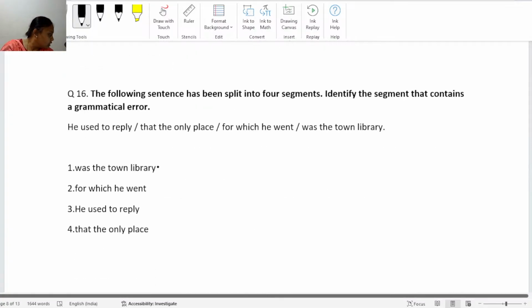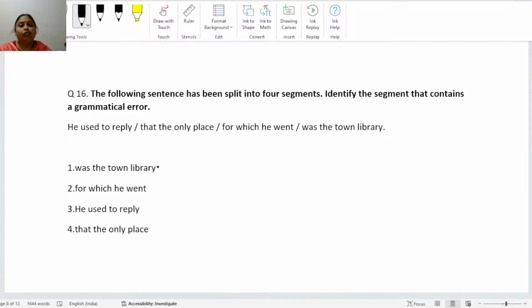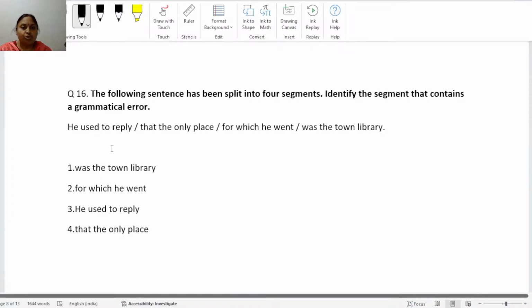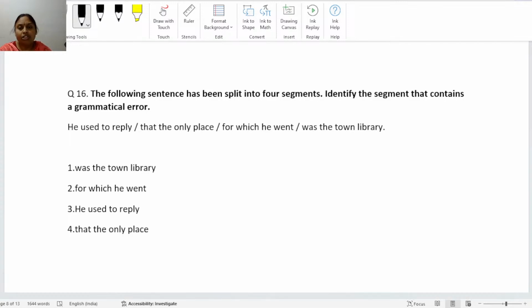So when it comes to the 16th question, the following sentence has been split into 4 segments. Identify the segment that contains a grammatical error. He used to reply that the one place for which he went was the town library. For which he went, this will be the incorrect one. So option will be 2.